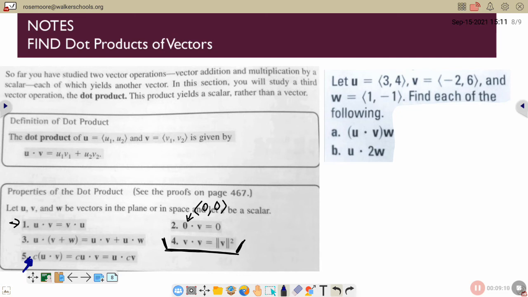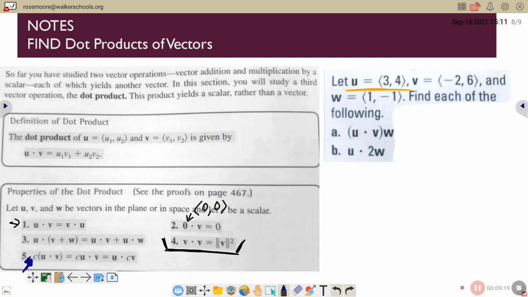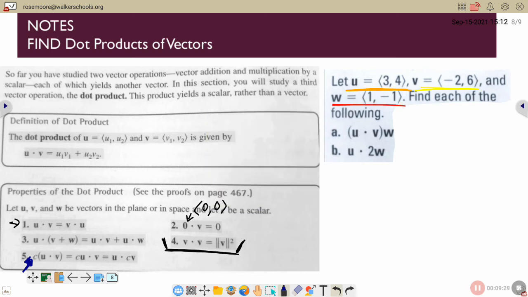All right, we have 2 more examples, and you can notice that these are written differently. At the top, okay, I'll highlight these in a pretty color. So at the top, we have the vector u here. We have vector v and vector w, okay? So you can see they gave us 3 different vectors to use. So we're going to use them throughout the problem, okay? So when I look at problem A, it says u dot v w. So the first thing I'm going to do is work on A first.